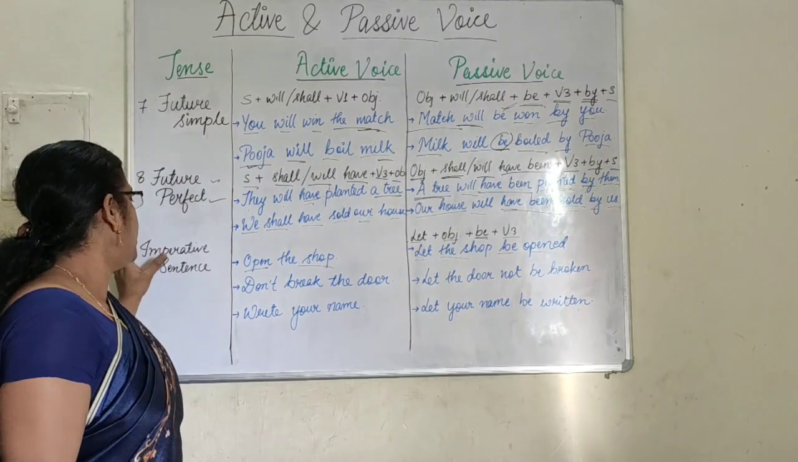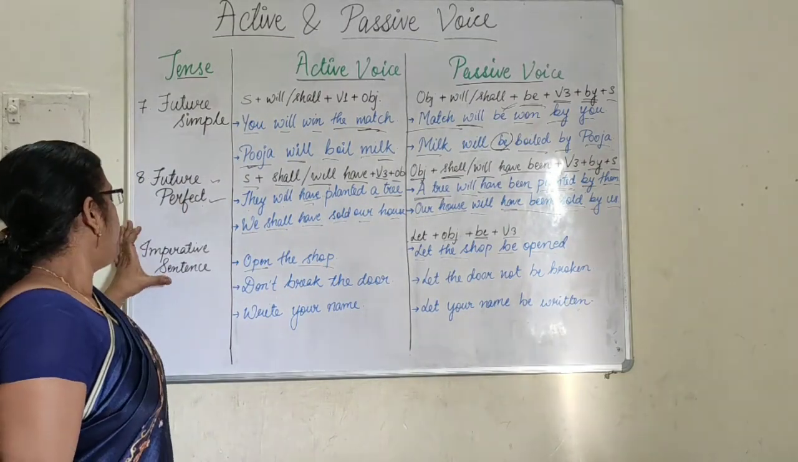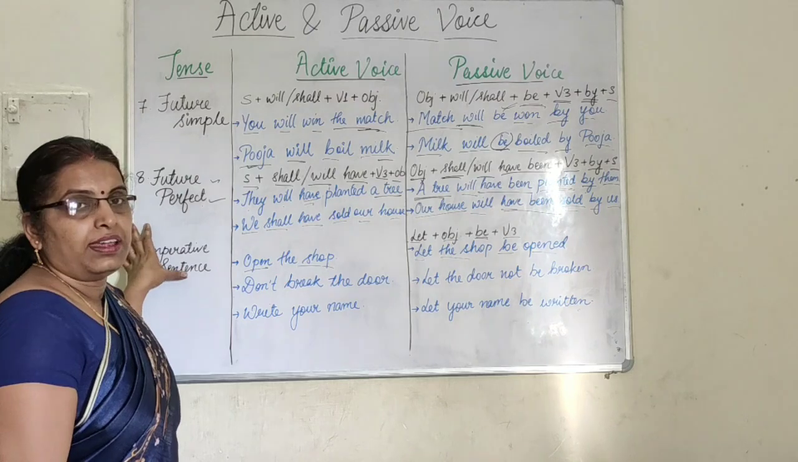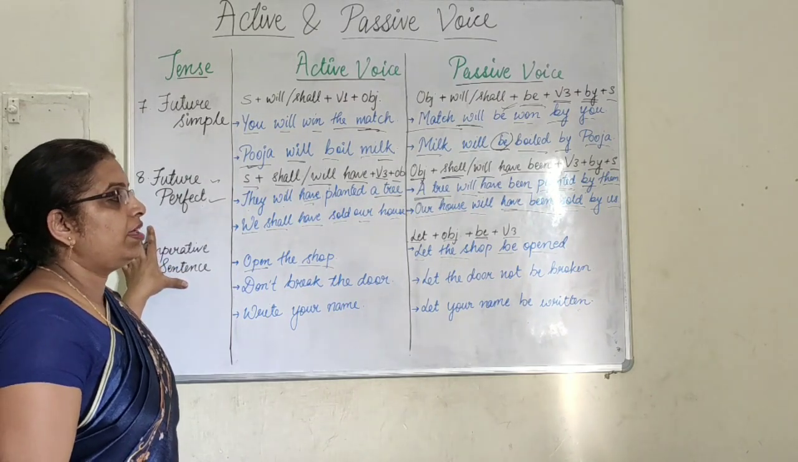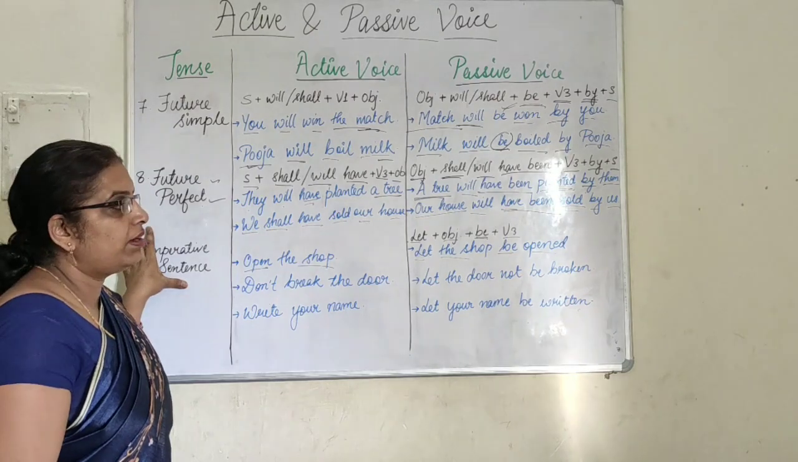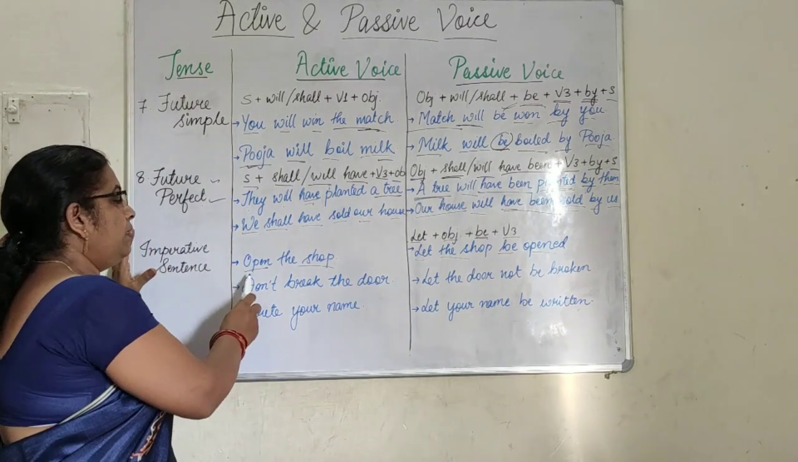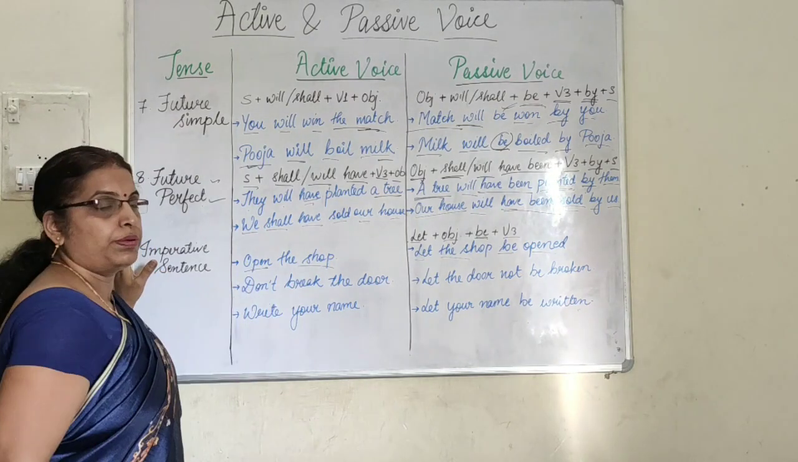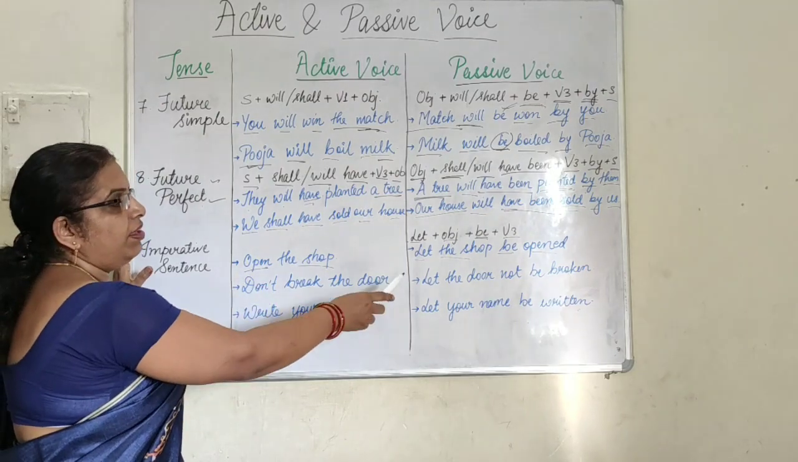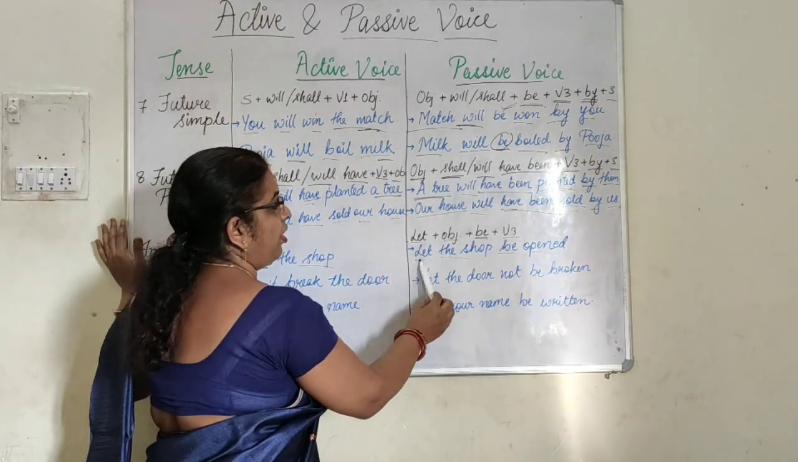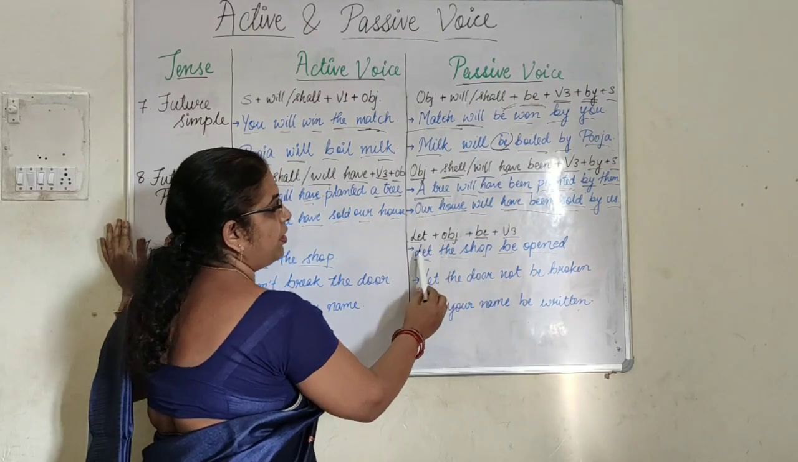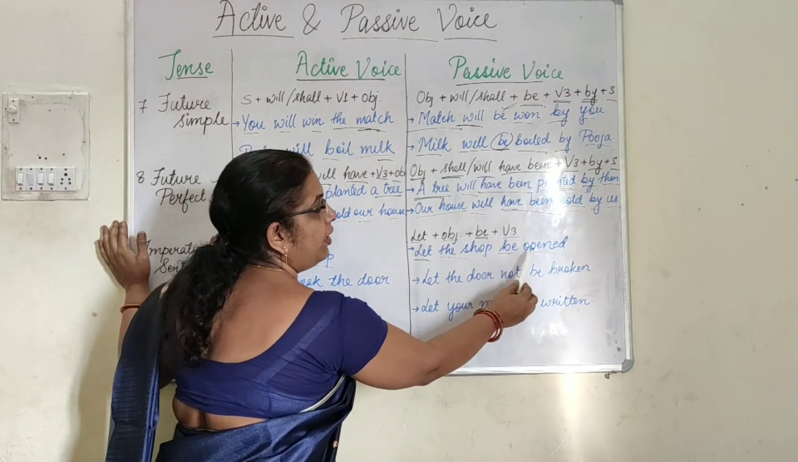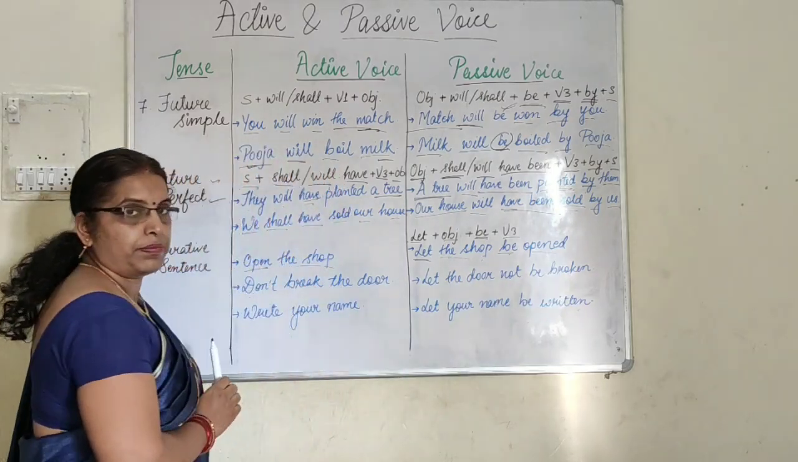Now we will see imperative sentences. When imperative sentences are changed into passive voice, there are different ways. One of the ways is given here, other ways will be given in worksheets. See the first example, open the shop. When it is changed into passive voice, you have to start with let. Let the shop, object comes in front, let the shop be opened, verb, third form.